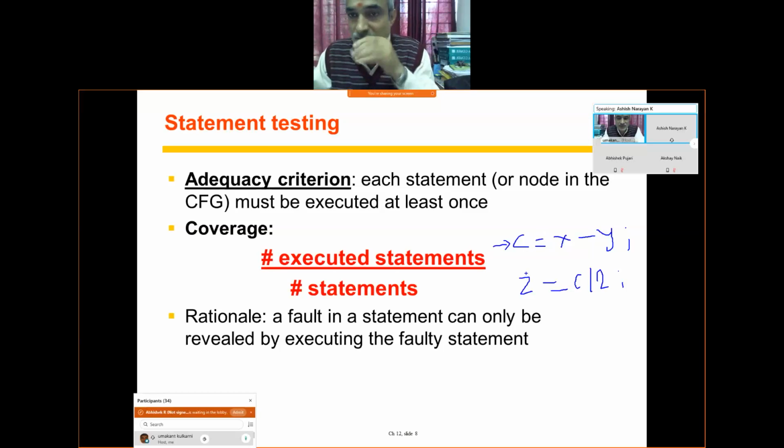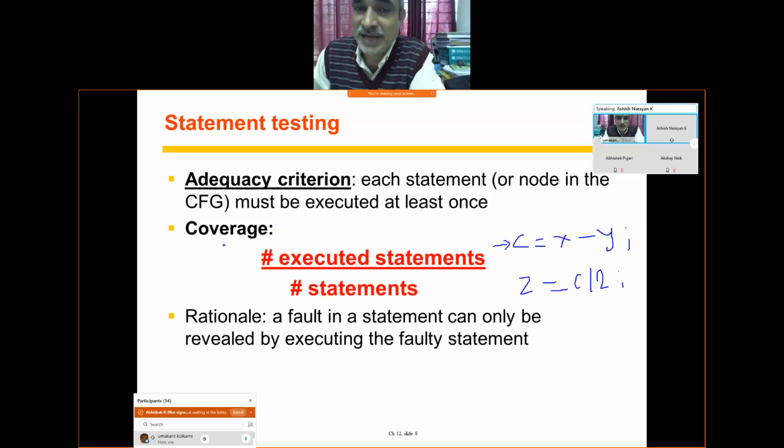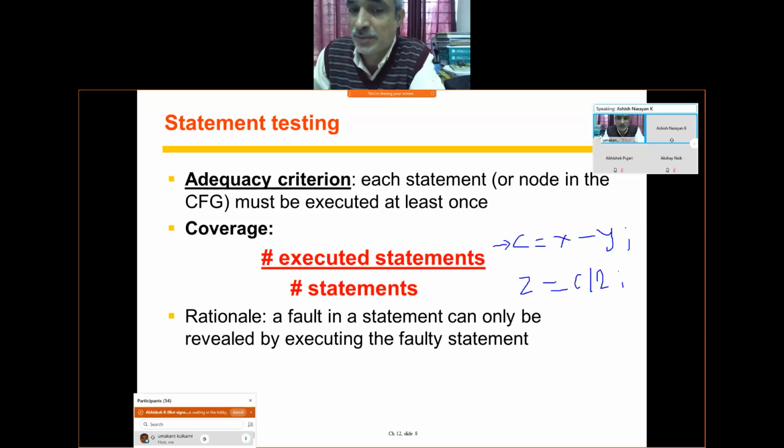So look at that. There is something called coverage. Coverage is the number of statements executed divided by the total number of statements.